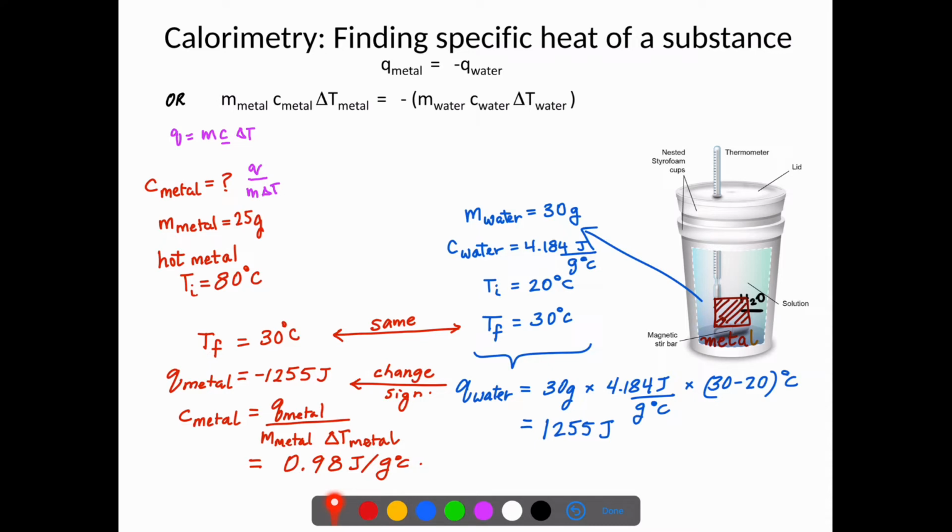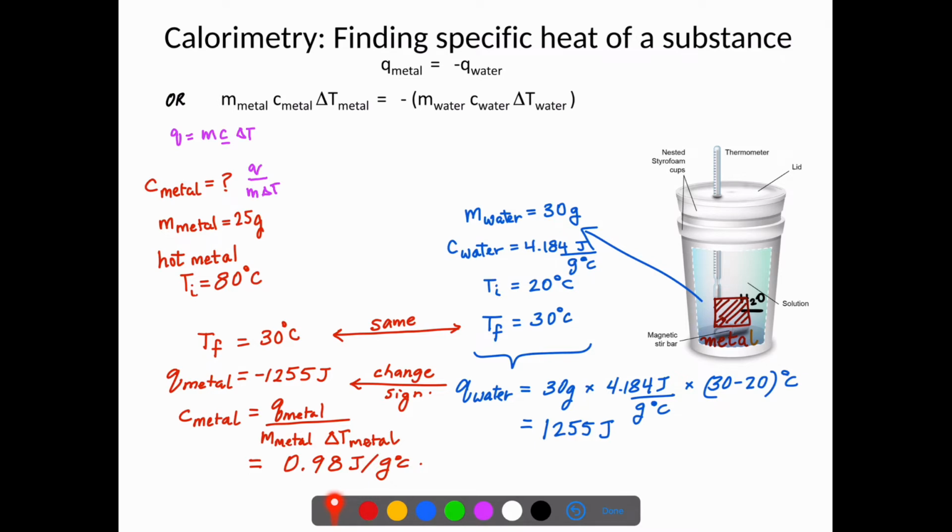Now, you don't have to always choose water. You can choose any substance, but you should know its specific heat in order to find how much heat has been absorbed by that substance. All right, so this is one use of calorimetry to find the specific heat of a substance.